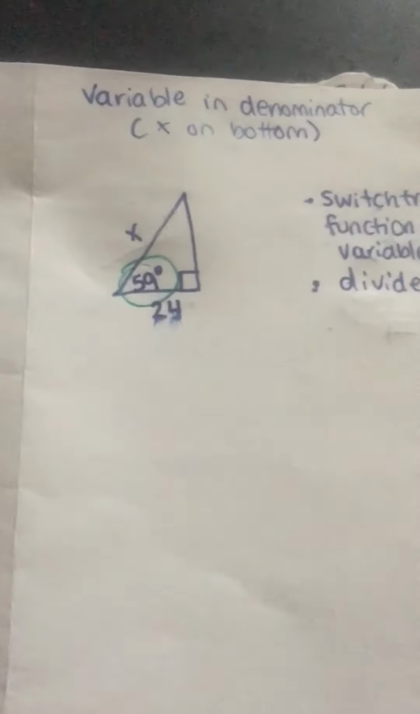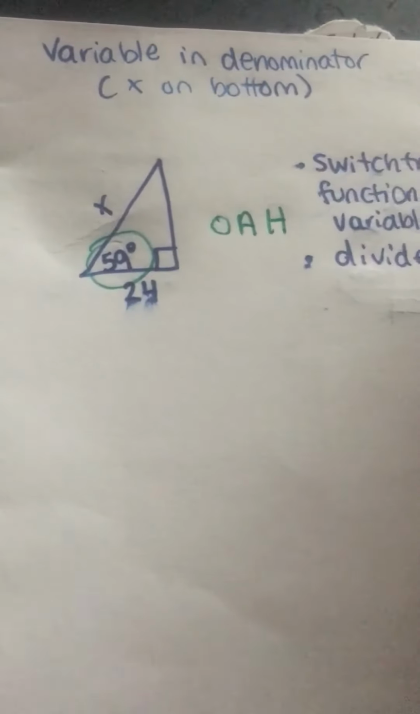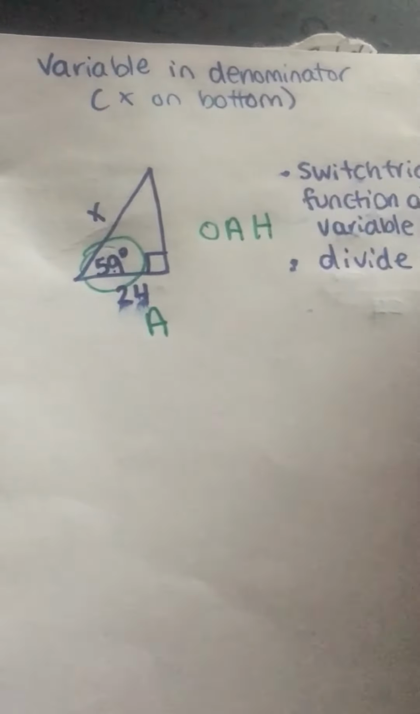So the first thing we need to do is identify our angle. So I like to circle it. You can highlight it. Then we have to identify our opposite, adjacent, or hypotenuse. So 59 and 24 are really close to each other. So I would say that that is adjacent. Adjacent means right next to.